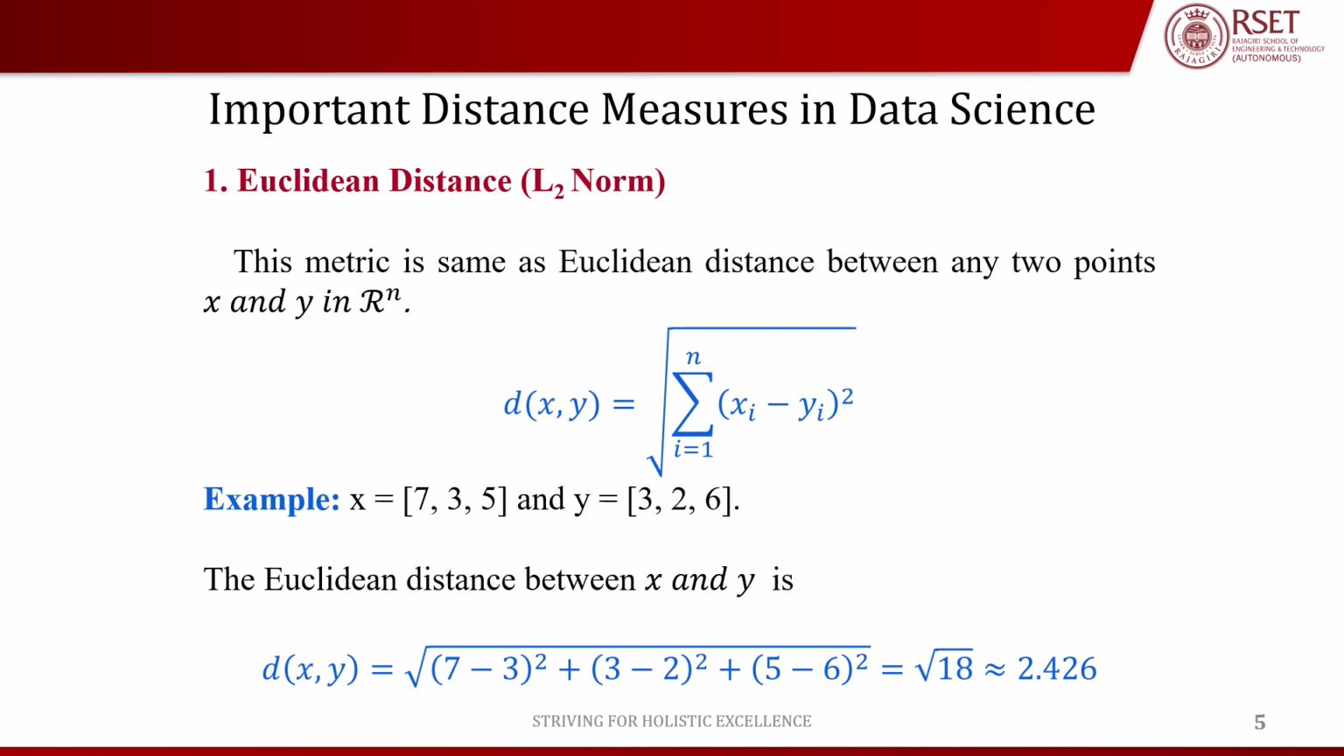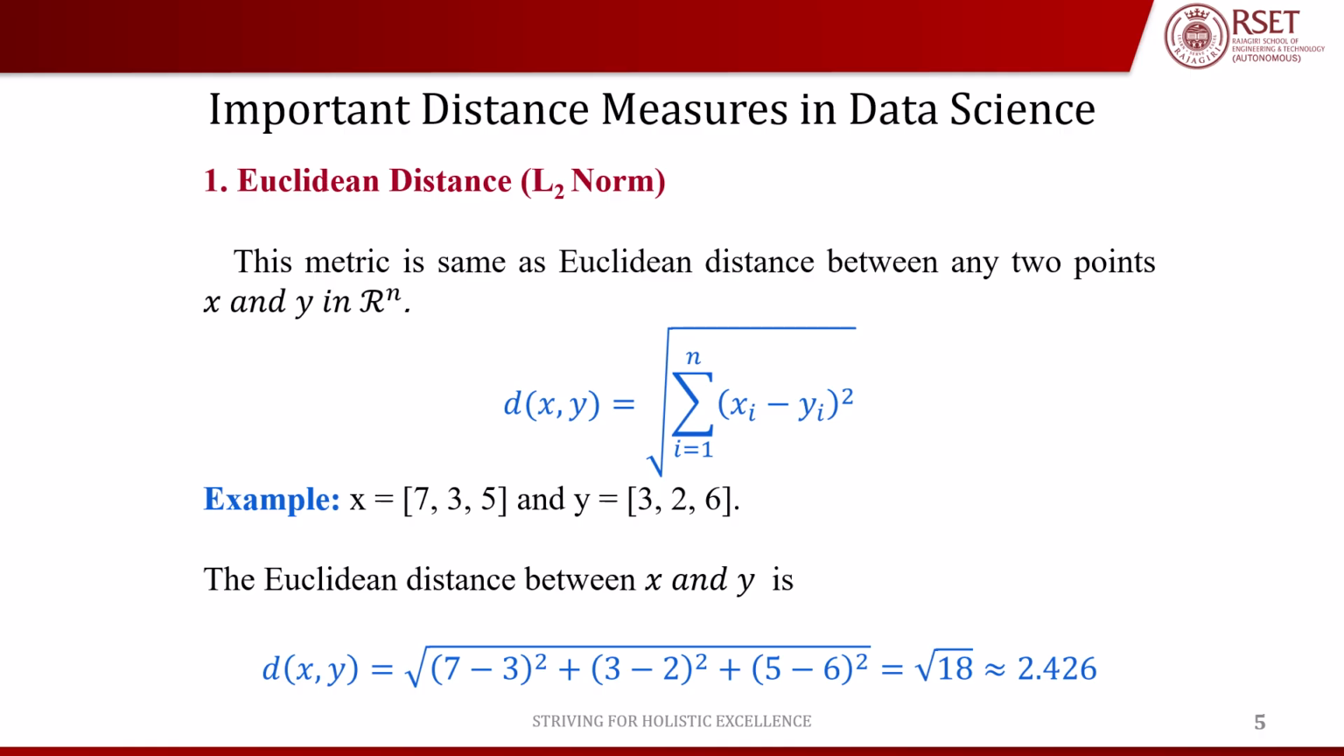Same for y, the x-axis is 3, y-axis is 2, and the z-axis is 6. And the Euclidean distance can be measured as square root of (7 minus 3) whole square plus (3 minus 2) whole square plus (5 minus 6) whole square, which would be equal to square root of 18, approximately equal to 2.4. Okay, so we are just substituting these points into that equation.